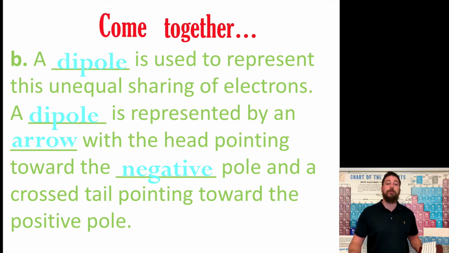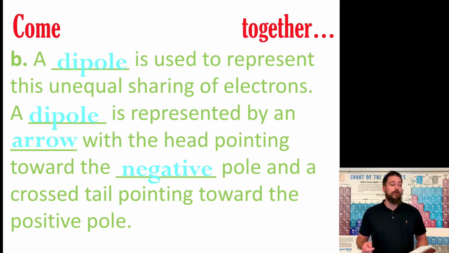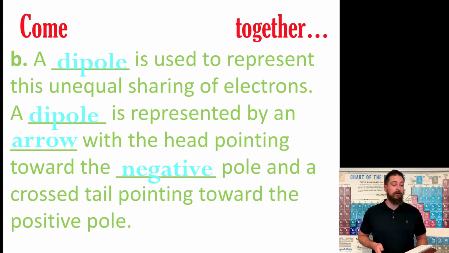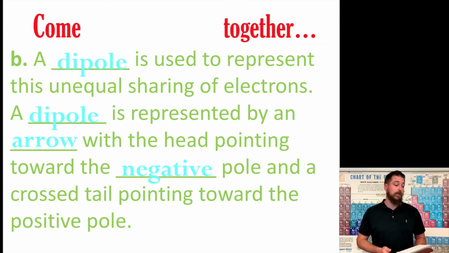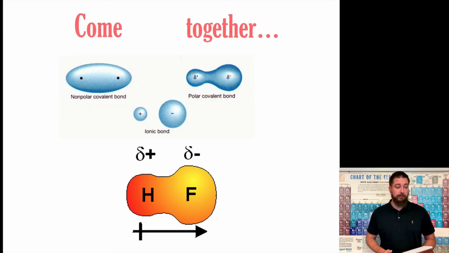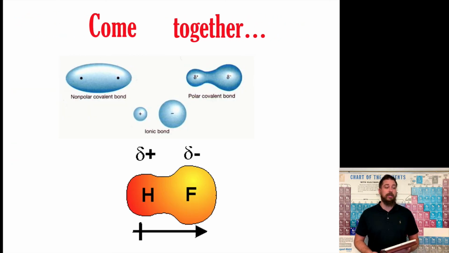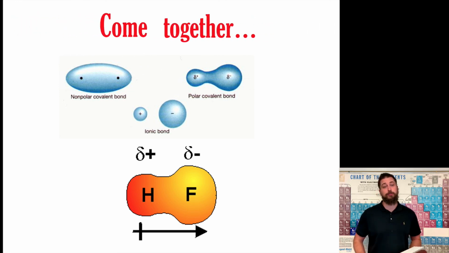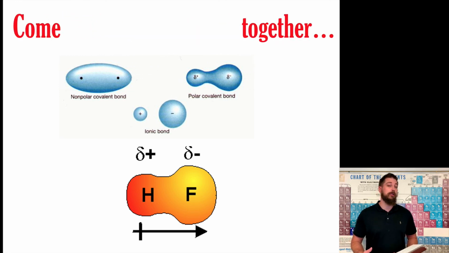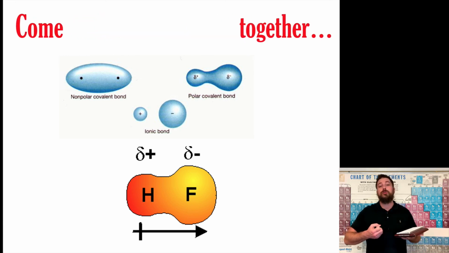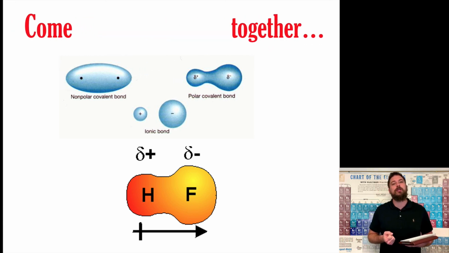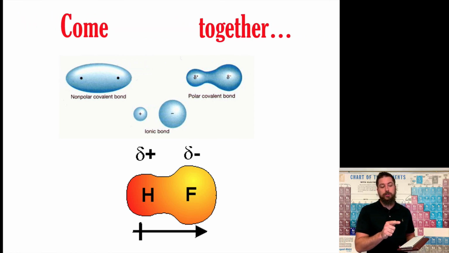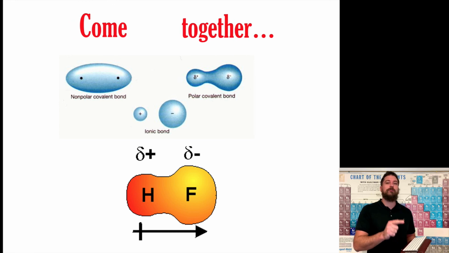A dipole is represented by an arrow with the head pointed towards the negative pole, and then you cross the tail at the positive pole, so it kind of makes a positive sign. If you take a look here, this is an example of a dipole. Look at the H and the F. Hydrogen and fluorine make a very polar bond because fluorine is very electronegative. And so fluorine pulls those negative electrons closer to itself, and it becomes a partial negative.